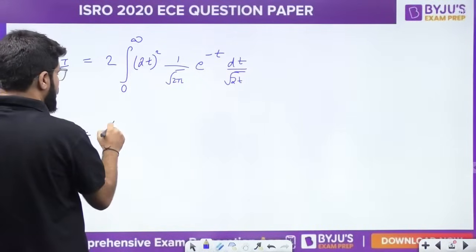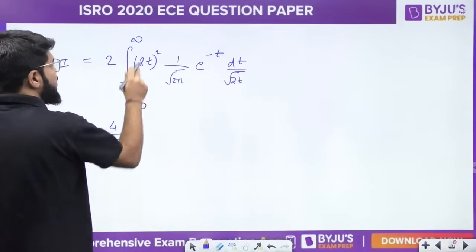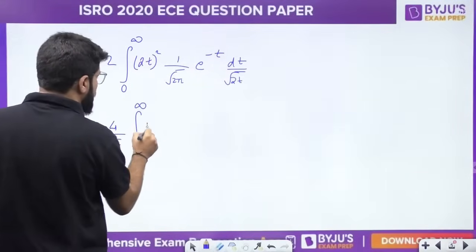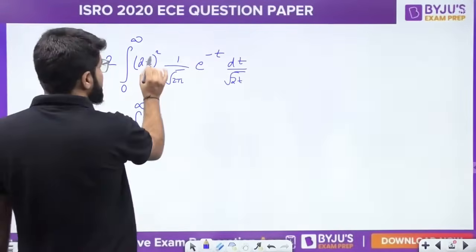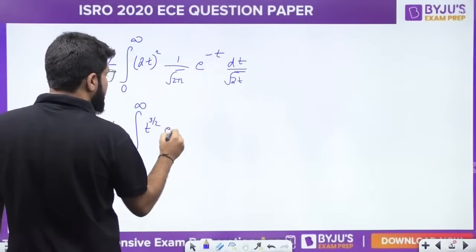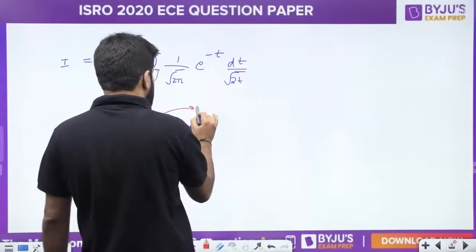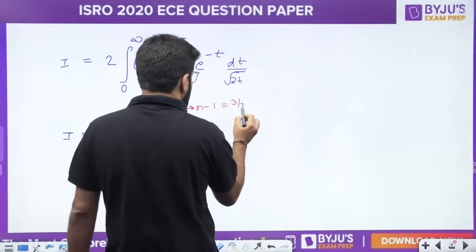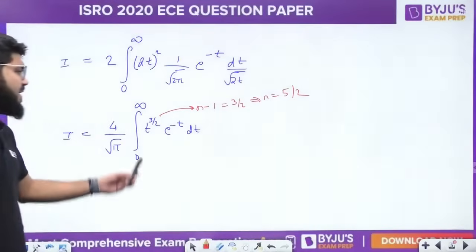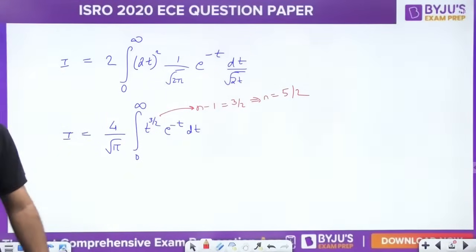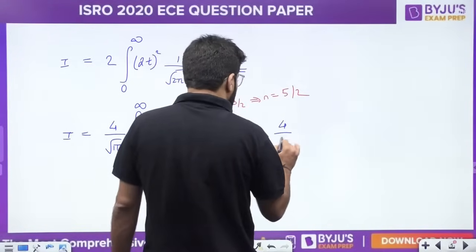2 square is 4, 4 taken outside, divided by root pi, integral 0 to infinity. Now you have t square upon root t, so t raised to the power 3 by 2 e raised to the power minus t dt, and this is the gamma function now, right? This is the gamma function where n minus 1 is equal to 3 by 2. So what should be n? N is equal to 5 by 2. Integral x power n minus 1 e power minus x dx is equal to the gamma function. So this is nothing but the representation of the gamma function, right?